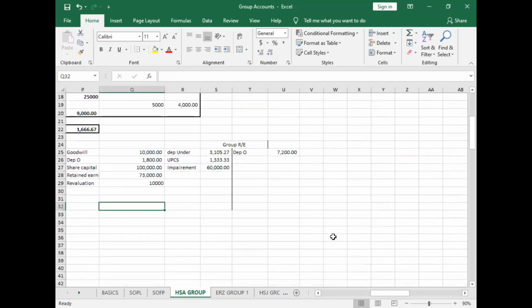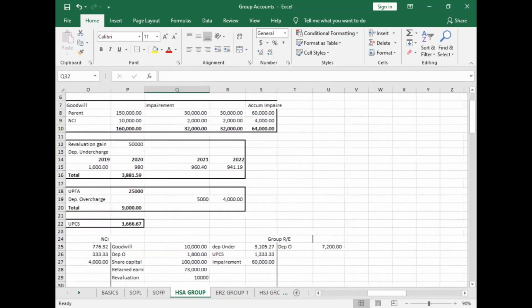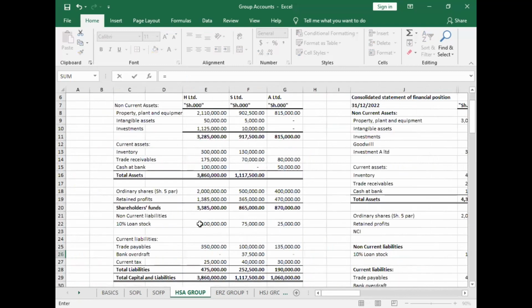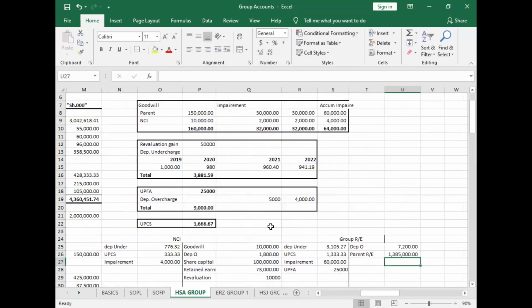Then we'll go to the parent. So to the parent, another thing that comes in here was the UPFA. So UPFA will appear there, the whole amount equal the 25. Then, so the parent retained earnings. I'll write RE for retained earnings. Parent retained earnings equal, you take the amount. So you can see it was this one here, post-acquisition retained earnings in subsidiary.